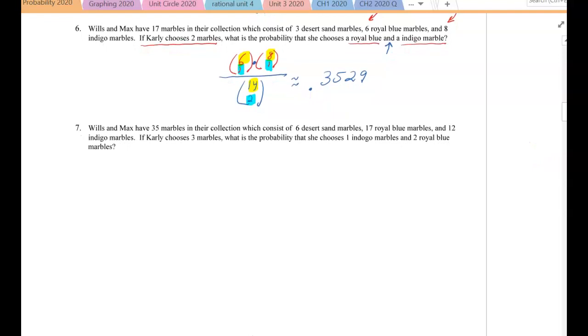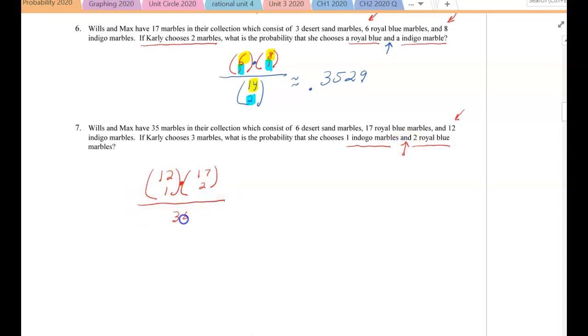All right, take a look at number 7. Again, pause the screen and try this on your own. All right, for number 7, we want 1 indigo, and I may have misspelled that, and 2 royal blue. And there are 12 indigo. So out of the 12 marbles, she needs to choose 1 of them. Then she wants 2 royal blues, so out of 17, she needs to choose 2 of them. Again, it is multiply in there because of the word "and."